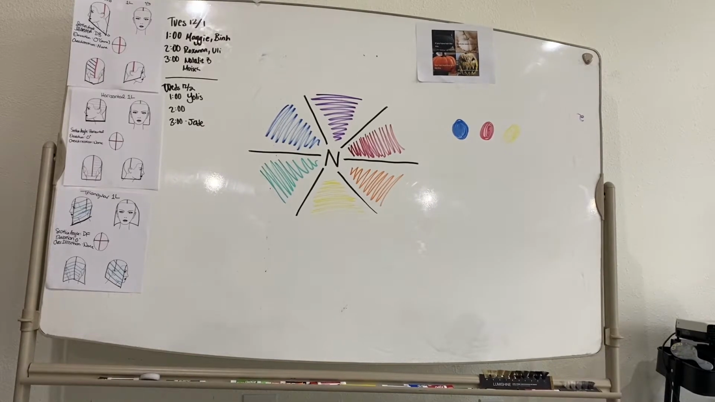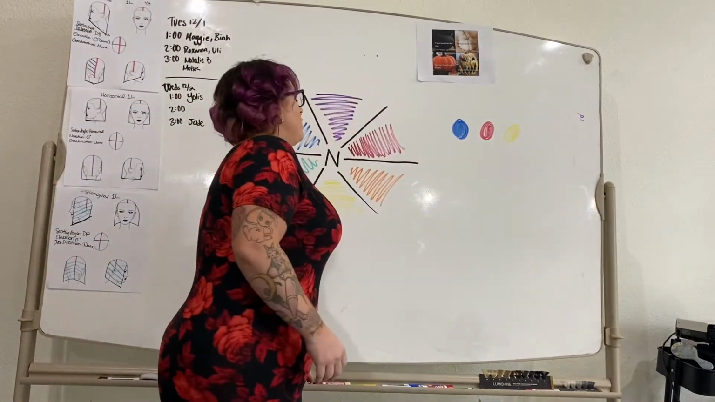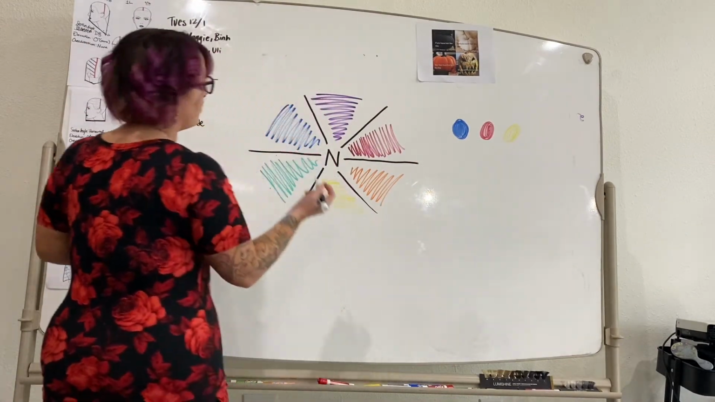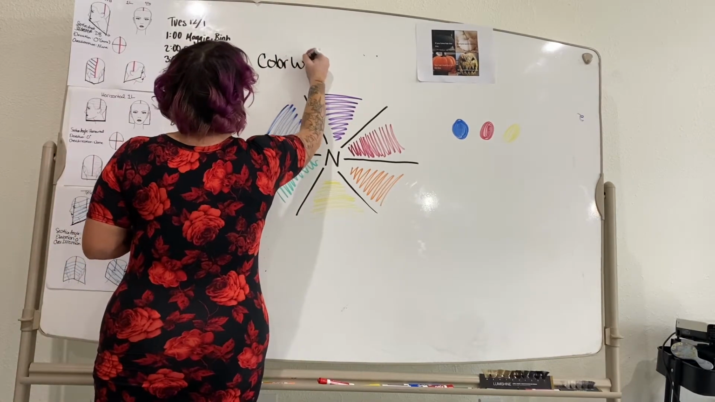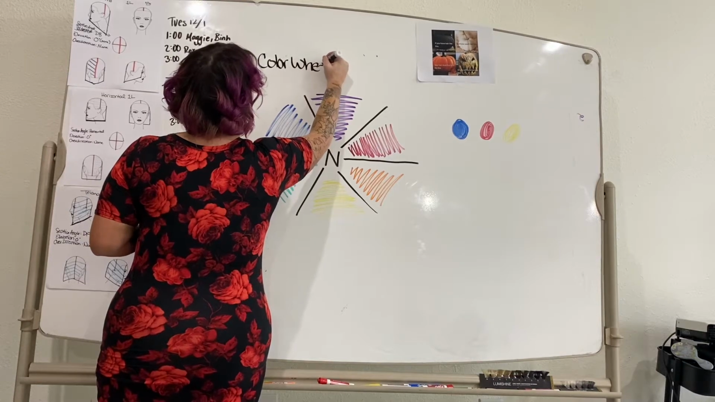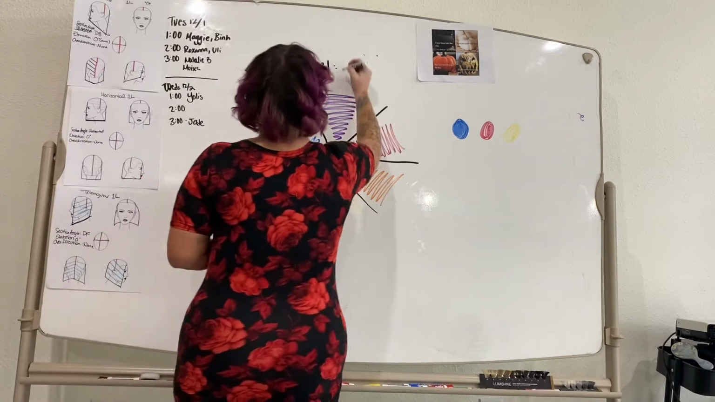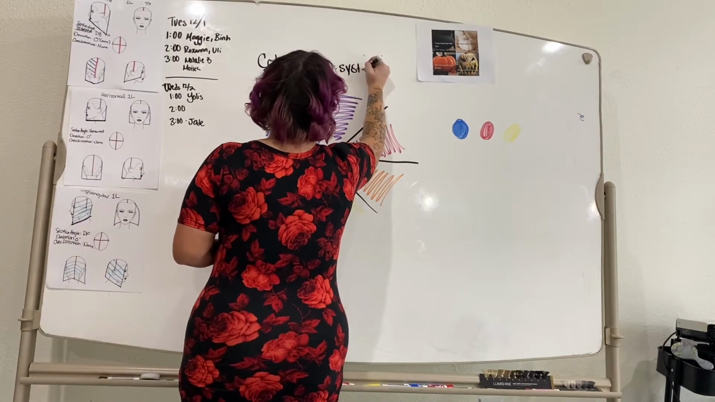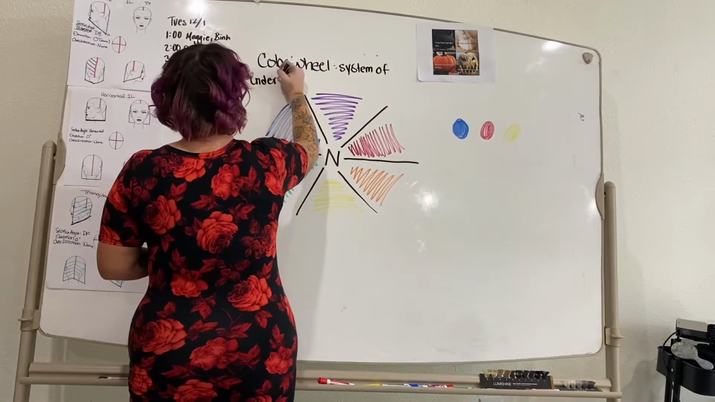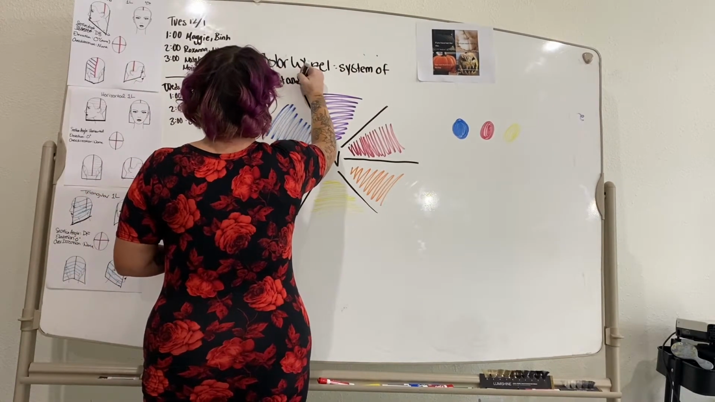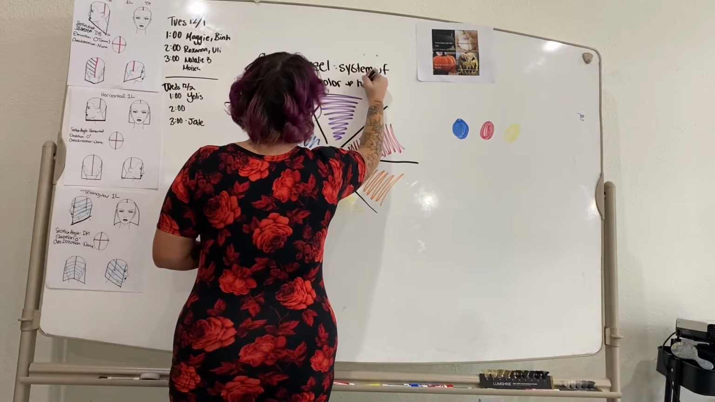All right, guys, let's talk a little bit more about color theory today. Going back to what we started with at the very beginning of the chapter, we're going to talk about the color wheel. And we know that the color wheel is a way for us to understand the relationships between colors. It is a system of understanding color and how it works.